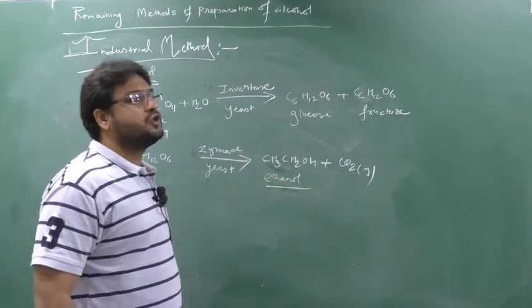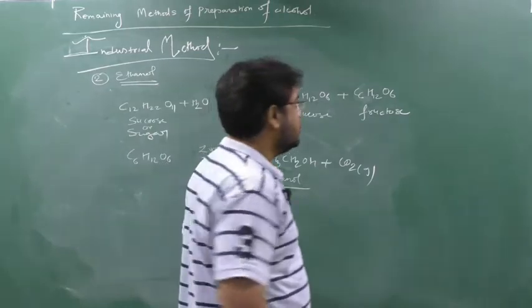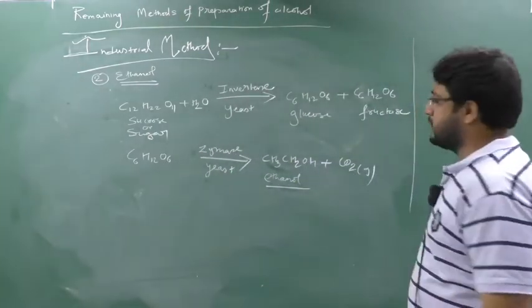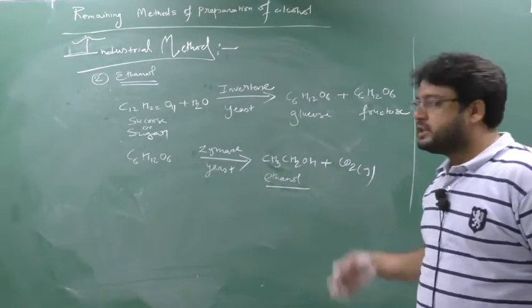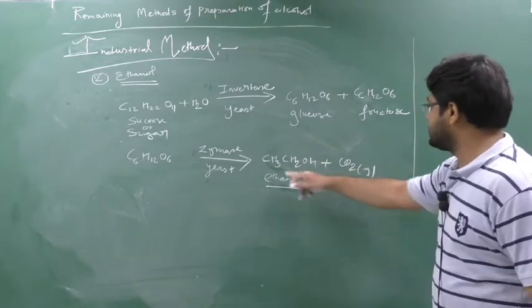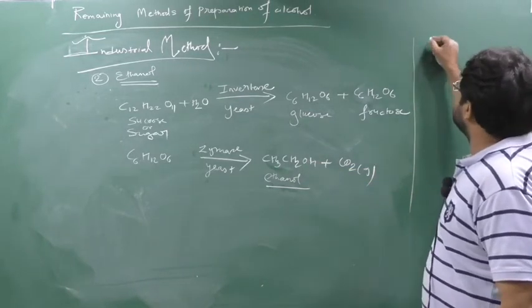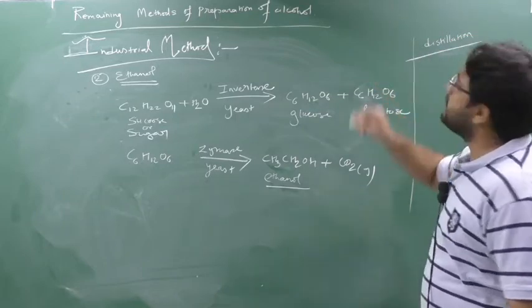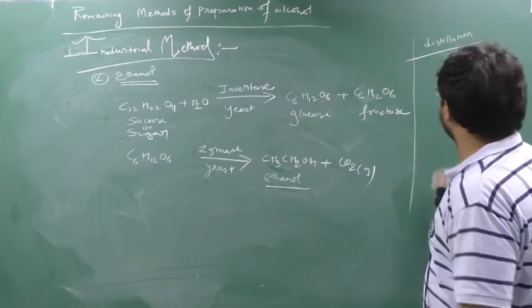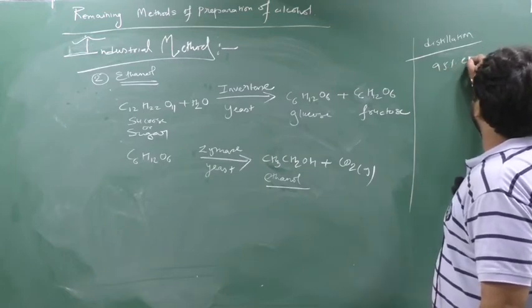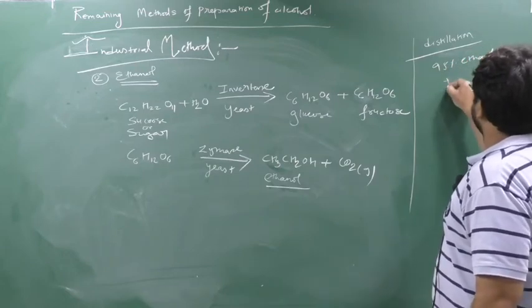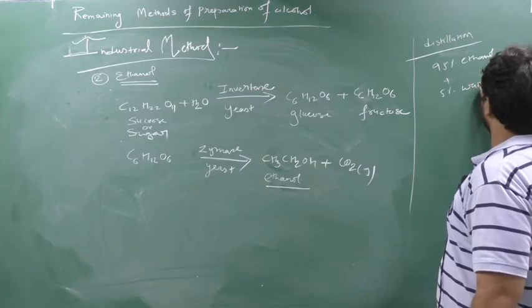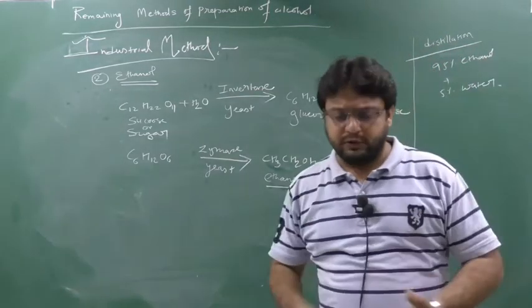But this ethanol is not 100% pure. So what will we do to make it more pure? We will start to do distillation. So on maximum distillation, at the final step, you will get 95% ethanol along with 5% water. Clear? Now, what you will say, you will heat it.